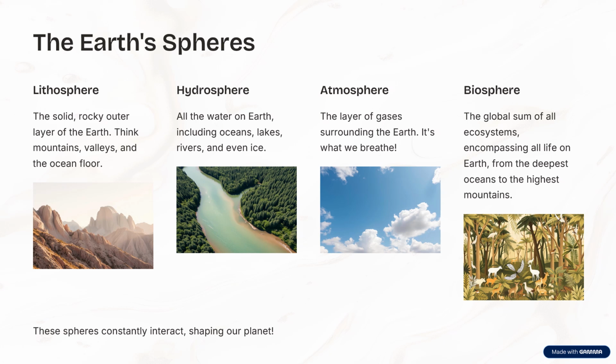First, lithosphere. The solid, rocky outer layer of the Earth. Think mountain valleys and the ocean floors are the lithosphere. It consists mainly of rocks, minerals, oceans, and continents also form a part of lithosphere.